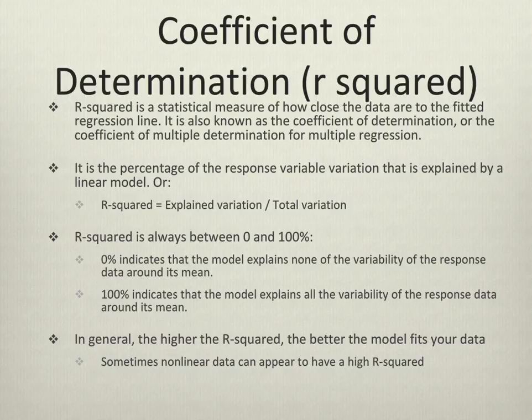R squared is always between 0 and 100%. 0 indicates that the model explains none of the variability. 100% would indicate that the model explained all of the variability. It would be a perfect prediction. In general, the higher the value of R squared, the better the model fit, though with social science data, we don't expect to have very high values for R squared.